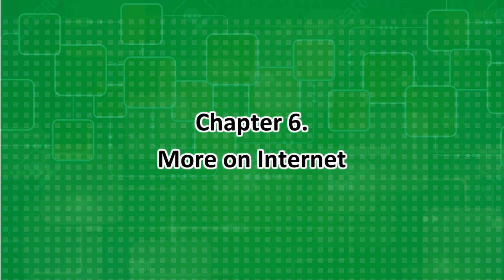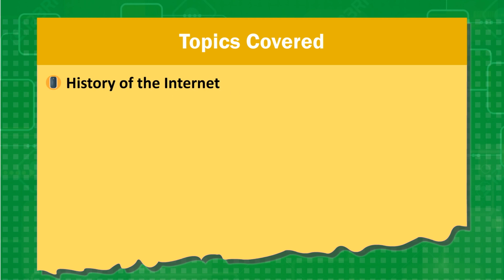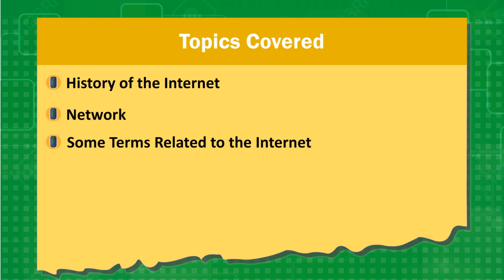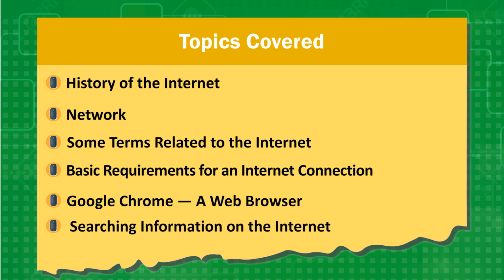Chapter 6: More on Internet. Topics covered: History of the Internet, Network, some terms related to the Internet, basic requirements for an Internet connection, Google Chrome, a web browser, searching information on the Internet.